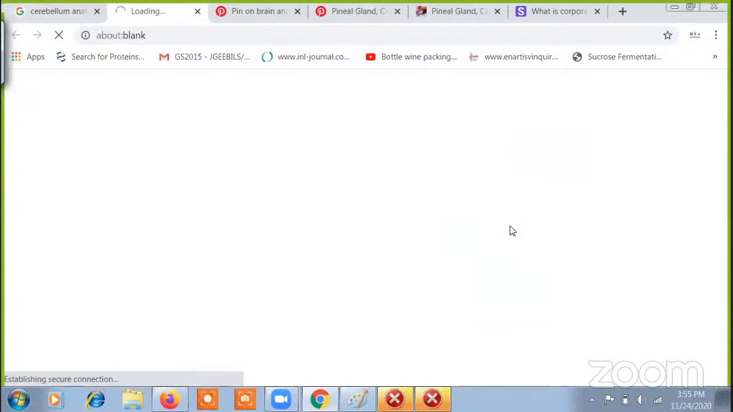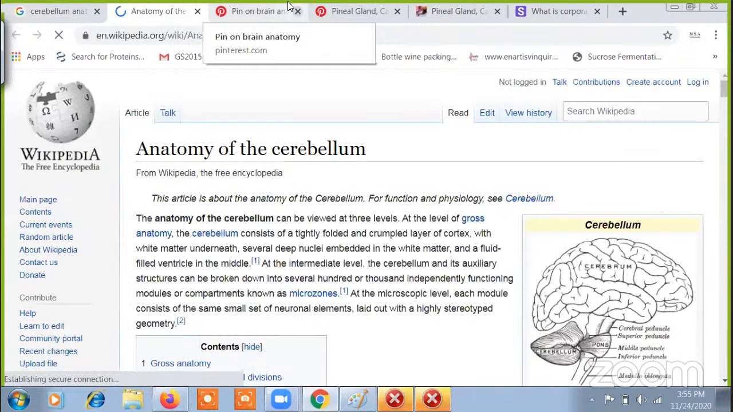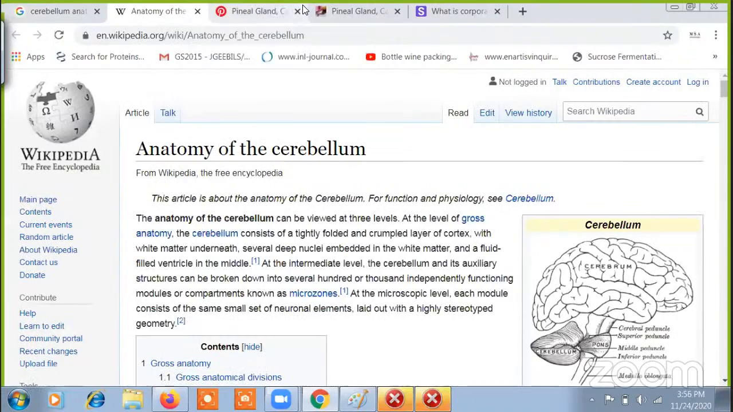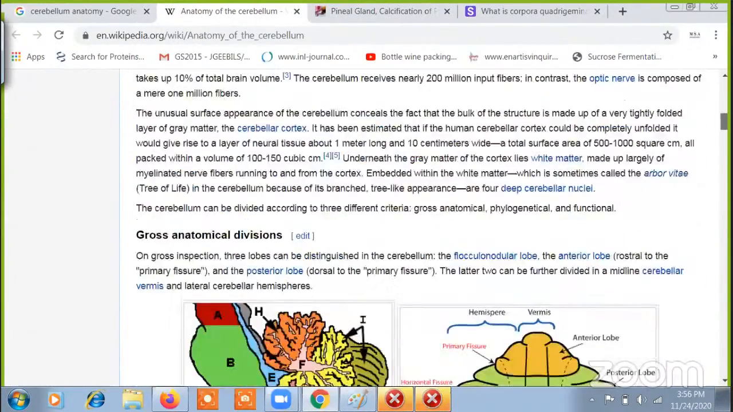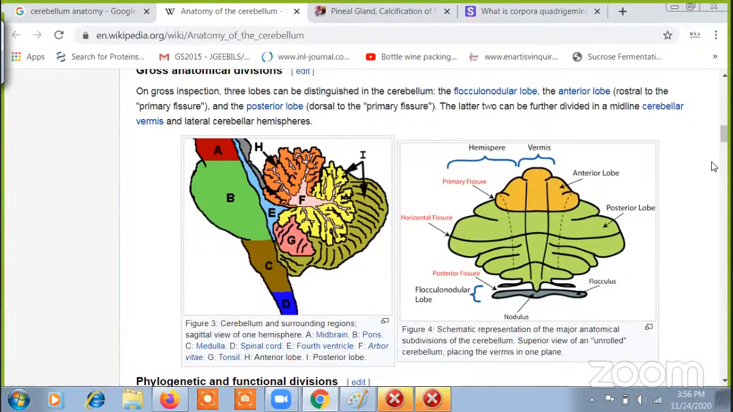So this is the arbor vitae which is found in the cerebellum. This is a region of the cerebellum you can find. Here they have shown the arbor vitae. You can see this is a tree-like branching. This tree-like branching is the arbor vitae.